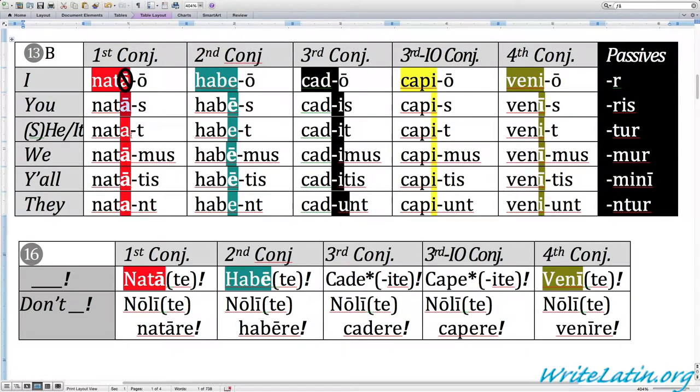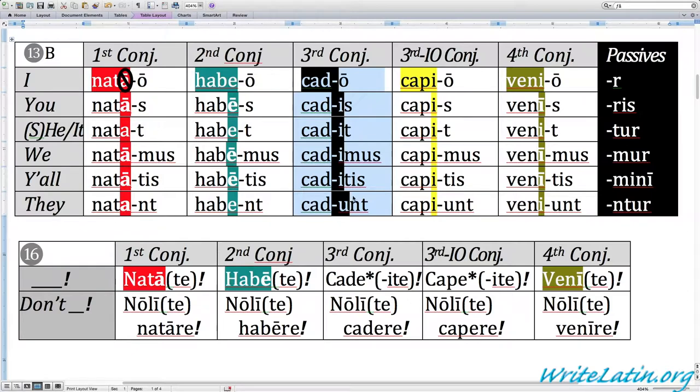Now you might point out to me, oh, Mr. Rudman, in the he, she, it form, it's a short A, and also in the they form. Yes, that's an exception to the rule. Before T and NT, long vowels always become short. So I'm sorry that those don't follow the pattern, but I guess you'll just have to take my word for it that long A is the sign of the whole first conjugation. The whole second conjugation sign is long E.